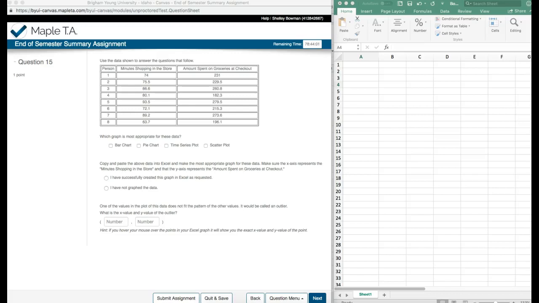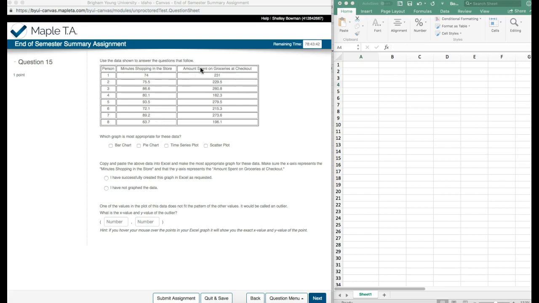Maple TA End of Semester Summary Assignment question number 15. Use the data shown to answer the questions that follow. Here we have a table with a couple of people, the minutes that they shopped in the store, and the amount that they spend on their groceries at checkout. Okay, so we just have these data points.